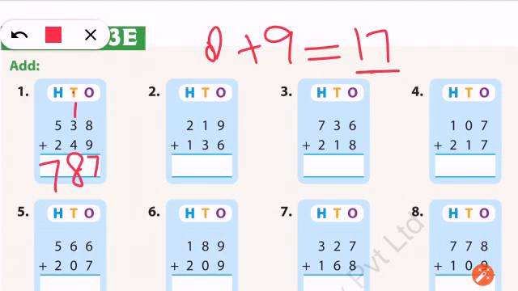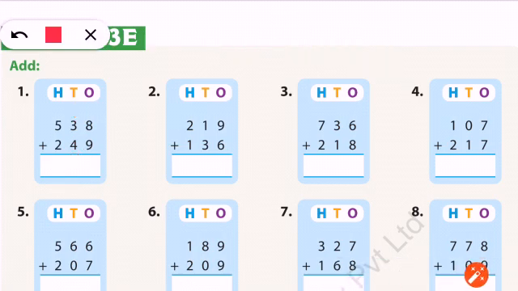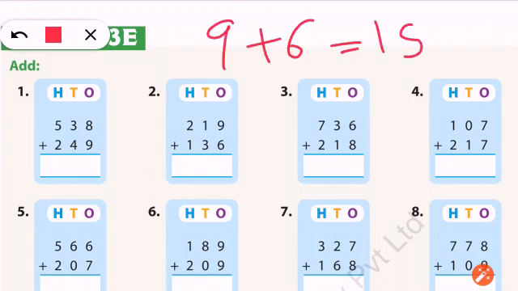Now 9 plus 6. Now add 9 plus 6. How much? 15. Count on your fingers, count on your copy, anywhere you can count it. 15. So 5 will come here. 9 plus 6 is 15, so 5 will come here and 1 will be carried to the tens place.